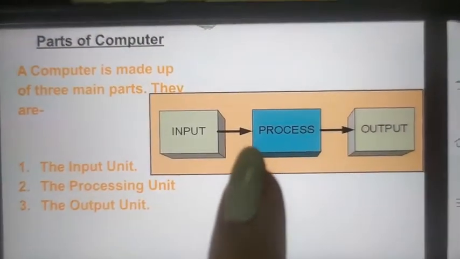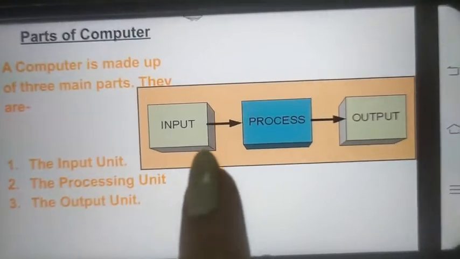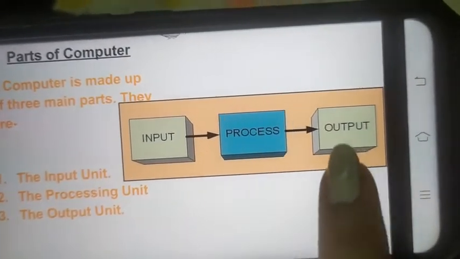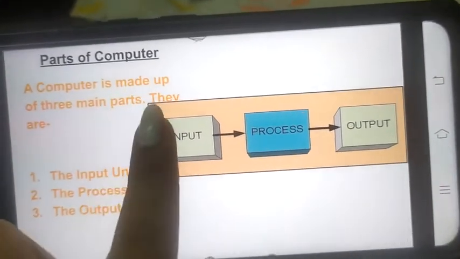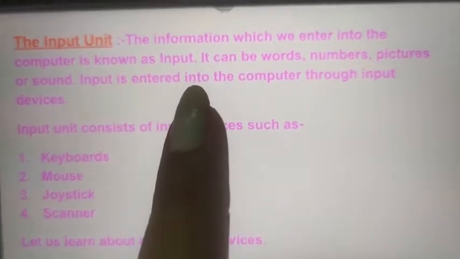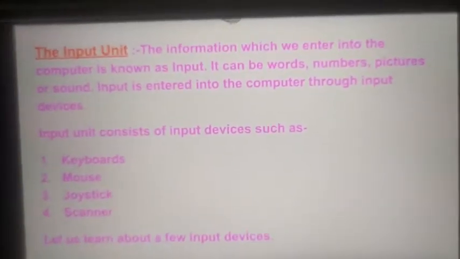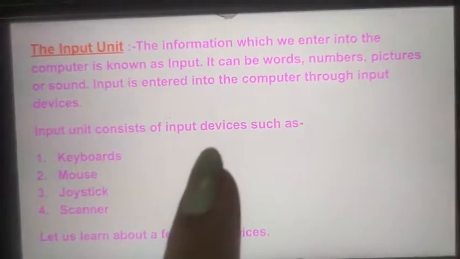Now, parts of the computer. A computer is made up of three main parts. First is input, process and output. So these all are the parts or units you can say. First, the input unit. The information which we enter into the computer is known as input. The user will give the data like words, numbers, pictures and sound. This is called the input.